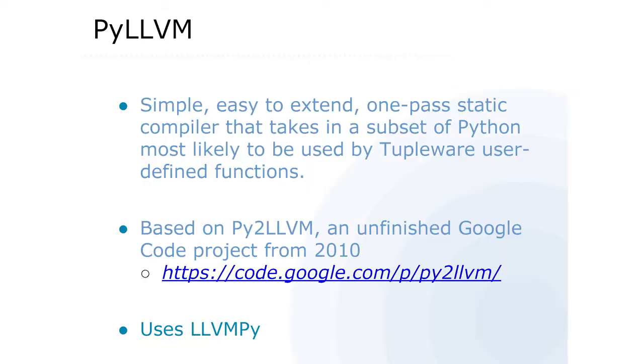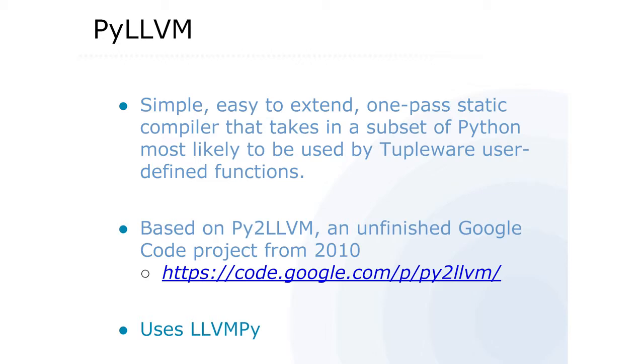Py2LVM is an existing project that was abandoned maybe around 2010. When I started getting involved with Tupperware, the first thing I did is I Googled to see if maybe somebody had done the work for me, which would have been great, and I got about halfway there. So Py2LVM was basically a proof of concept. It didn't really work in the way that we wanted it to work, and there was absolutely no documentation except for one slide I found in Japanese, which unfortunately wasn't so helpful.